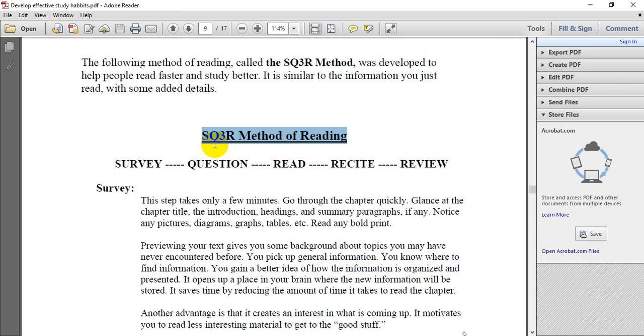This method of studying focuses on the key information in books. Its unique approach is that it prioritizes information using a method that directly relates to how you will be asked to use that information in an exam.